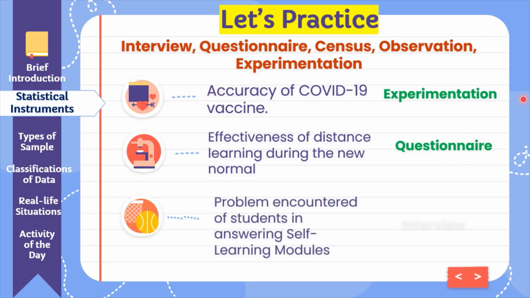Another example is problem encountered of students in answering modules. Ano ba yung mga problemang na-encounter ng mga estudyante sa pagsagot ng modules. So, ano ba yung kailangan natin gamitin dyan? Interview ba, questionnaire, census, observation, or experimentation? Usually, we will use interview. So, mag-i-interview tayo ng mga estudyante para malaman natin kung ano ba yung na-encounter nilang problema sa pagsagot ng learning modules. Pwede rin po ang questionnaire, pero most of the times maganda po o mas effective po yung interview.